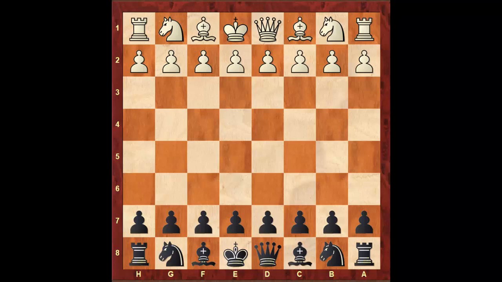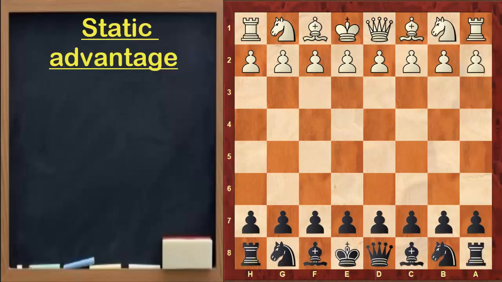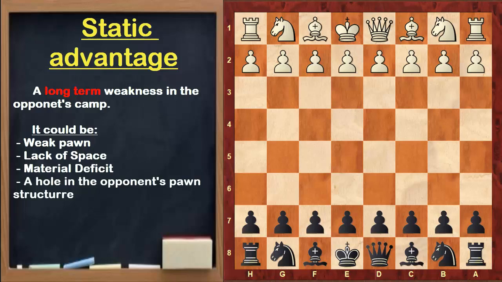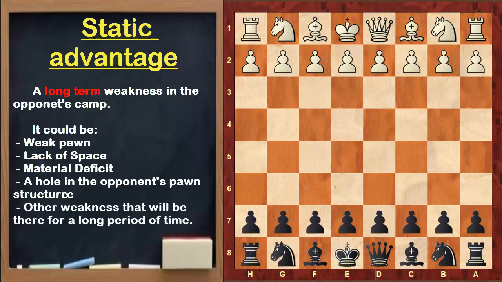In this video we're going to take a look at static and dynamic weaknesses in the middle game and how to use those for your advantage. A static advantage refers to a long-term weakness in the opponent's camp. It could be a weak pawn, a lack of space, material deficit, a hole in the opponent's pawn structure, or any other weakness that will be there for a longer period of time.